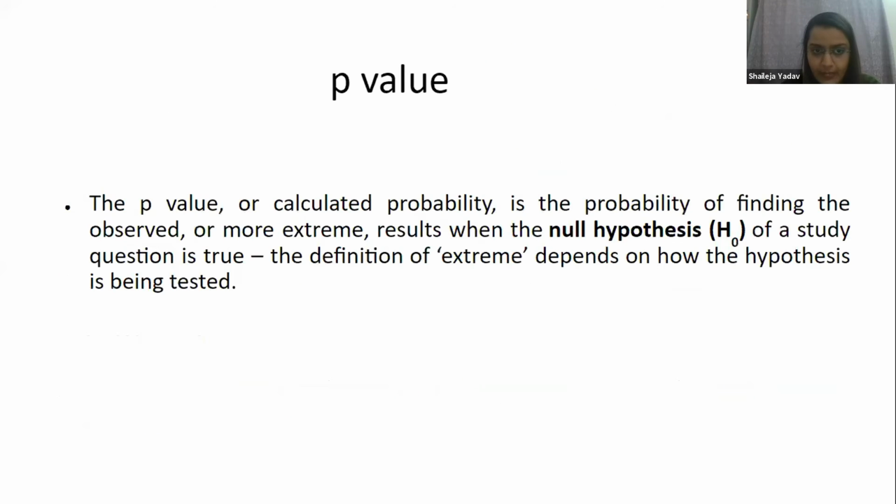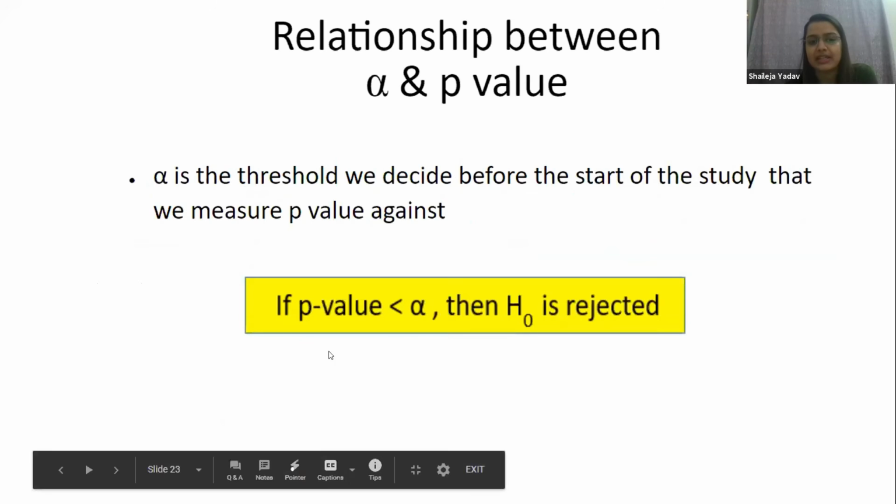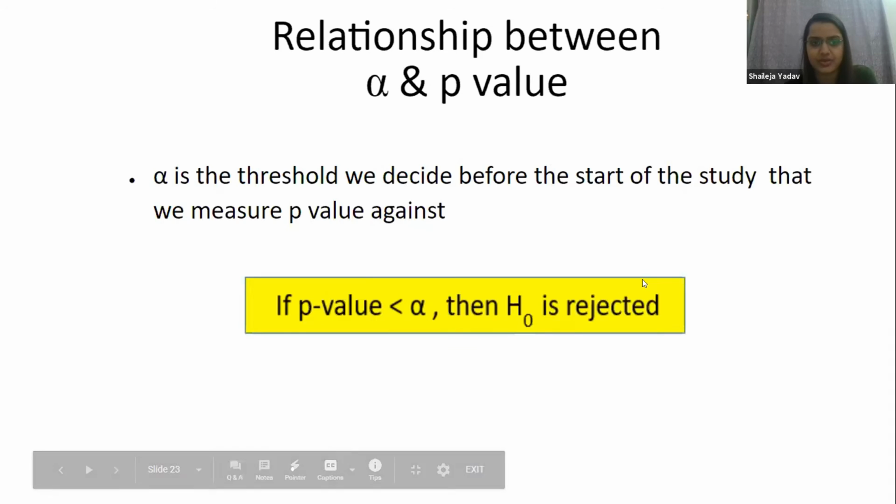Now, the p-value or the calculated probability is the probability of finding the observed or more extreme results when the null hypothesis of a study question is true. That is, the definition of extreme will depend on the hypothesis that is being tested. Now, this is the statistic, or the term, that we are most comfortable with. What we have to know is the relationship between p-value and alpha. That is, if p-value is lesser than alpha, then the null hypothesis is rejected. And this is usually what we aim for in our study. This is generally how the research questions are framed.